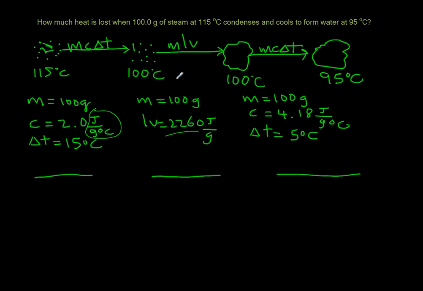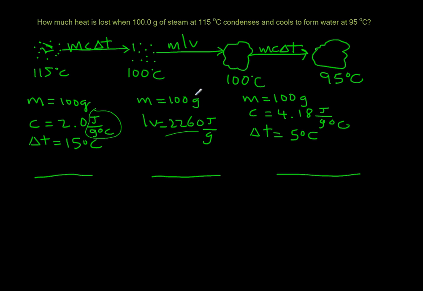When something changes states, it'll remain at that temperature. The change of state will occur, and then it will either increase or decrease depending on what's happening with your substance, if heat is being added to it or if heat is being removed from the substance. In this case, it's being removed. It's being given off. So what this is saying is 2,260 joules of energy is required for 1 gram of steam to change to 1 gram of water.